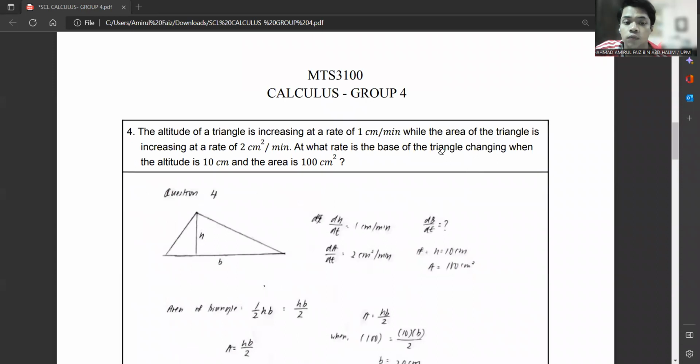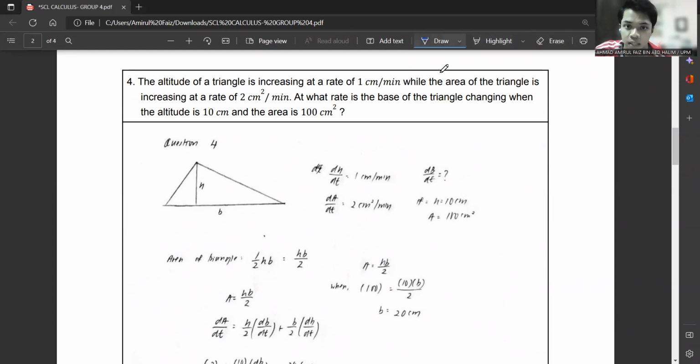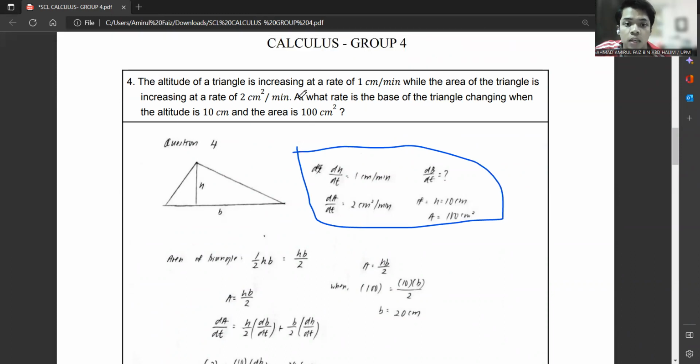Okay, so for question 4, as soon as I accepted the question, I read the question and jotted down all the information here. As the question states, the rate at which the altitude of the triangle is increasing is 1 cm per minute, which is dH/dt, and dA/dt, the area of the triangle, is 2 cm squared per minute. And then the question asks for the rate of the base of the triangle, what is dB/dt.